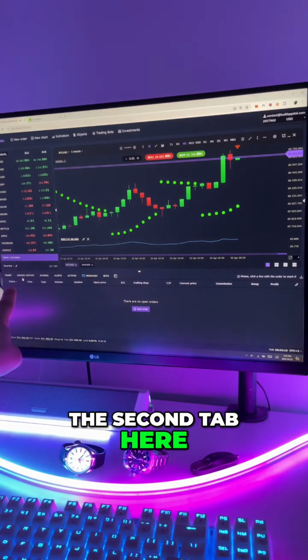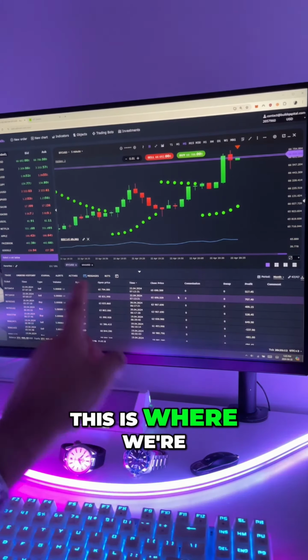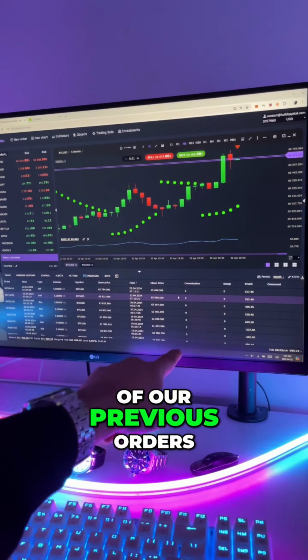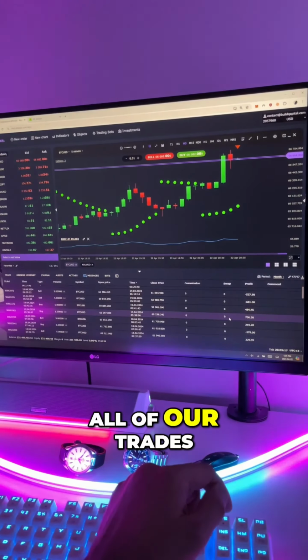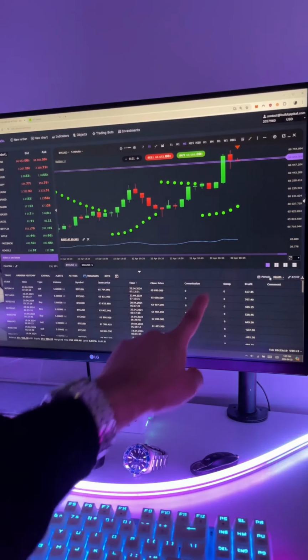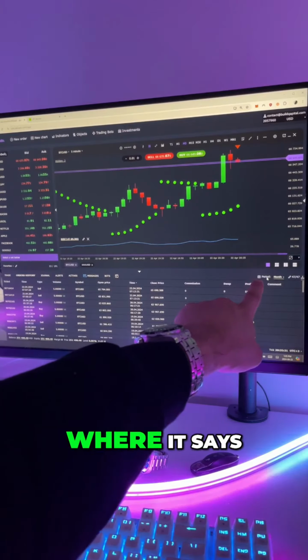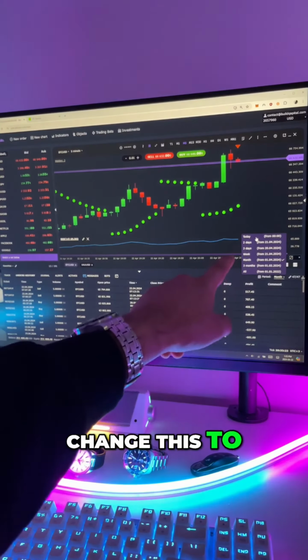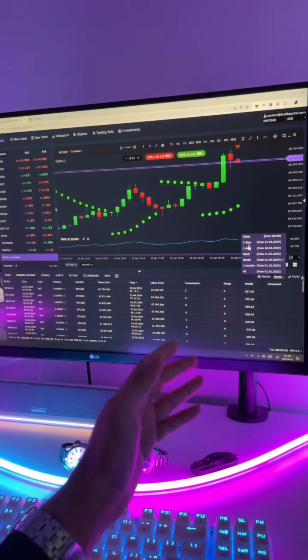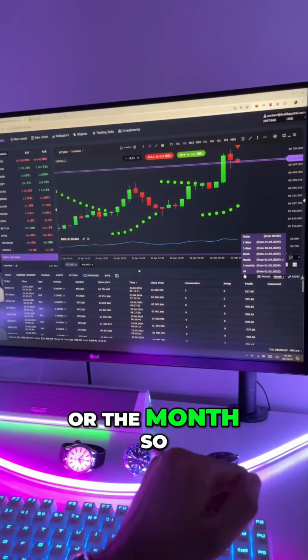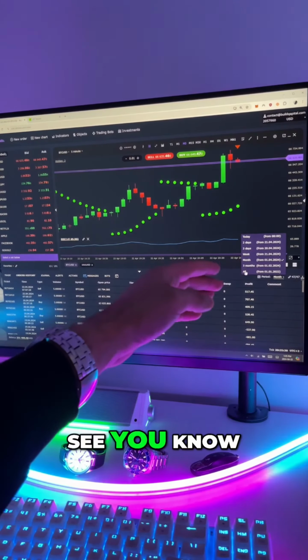Now, the second tab here, orders history, this is where we're going to be able to see all of our previous orders. As you can see here, these are all of our trades from the past. Now, over here on the right side where it says period, we can change this to show just today's history, or for example, the past week or the month. So we're able to see how we've done.